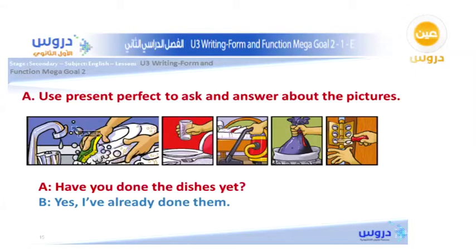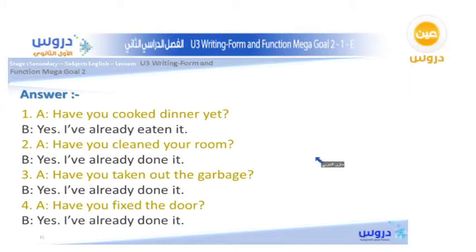So here is an example of the first picture. Have you done the dishes yet? So here we use the form of have, and then the third form of the verb. Okay, the answer would be yes, I have already done them. We will see more examples on this.